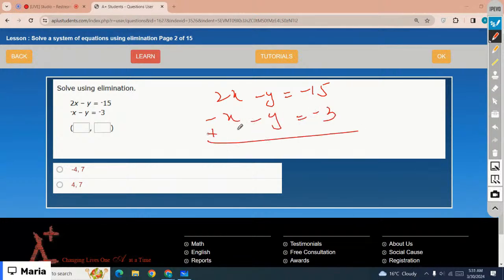Let's just subtract them, right? When you subtract the equations, the sign of the second would be changed. 2 plus 1 is 3x, minus y plus y is 0, negative 15 plus 3 is negative 12. So x equals negative 4, right?